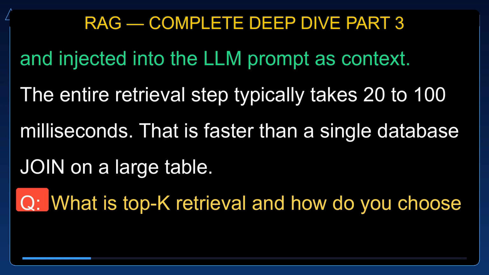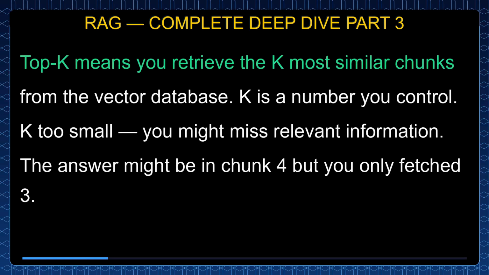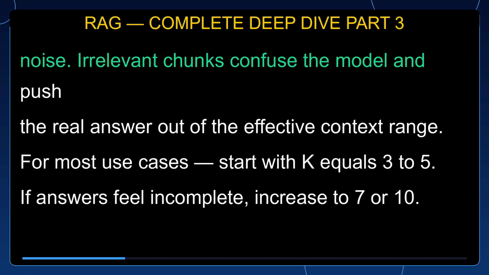Q. What is top k retrieval and how do you choose k? Top k means you retrieve the k most similar chunks from the vector database. K is a number you control. K too small, you might miss relevant information. The answer might be in chunk 4 but you only fetched 3. K too large, you flood the LLM context window with noise. Irrelevant chunks confuse the model and push the real answer out of the effective context range.